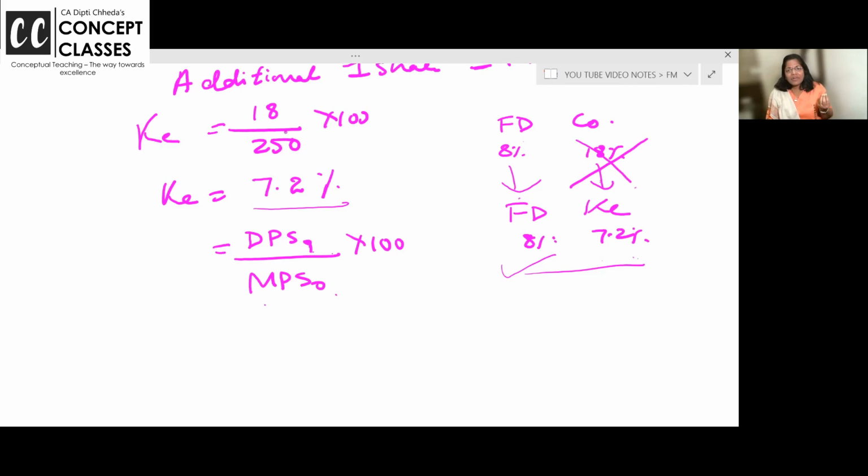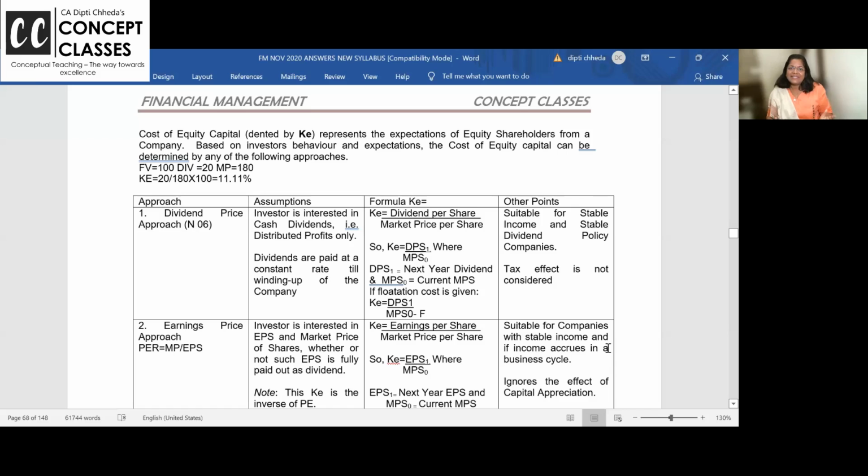So what's the formula for KE? DPS1 by MPS0. But we all know that apart from this, right now the market value is 250. But if I sell this, I may get 270. So this 20 rupees is also income. Dividend you will get. Dividend is the regular income on a share. But when you redeem the share, you're also getting the capital gain income. So isn't that to be counted? That's why we have more than one formula for dividend.